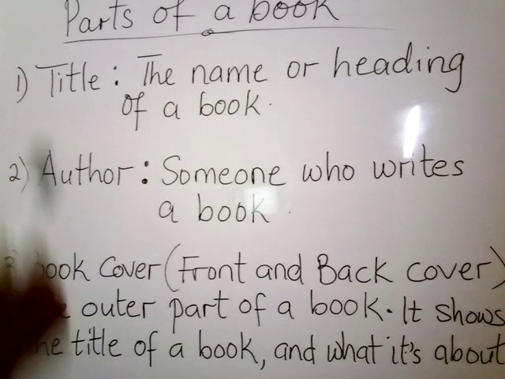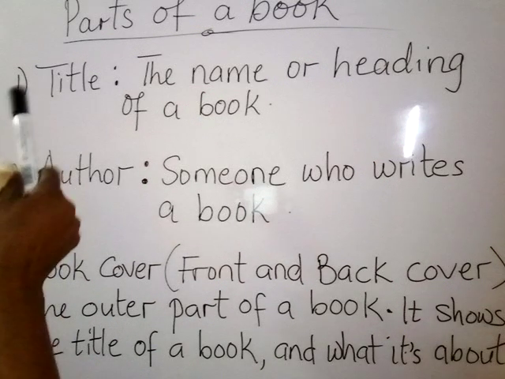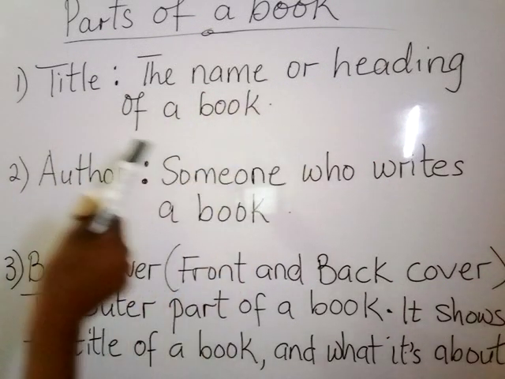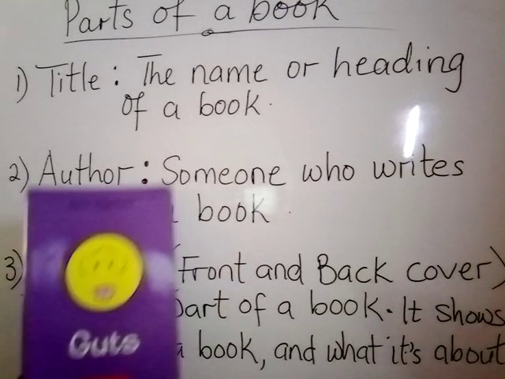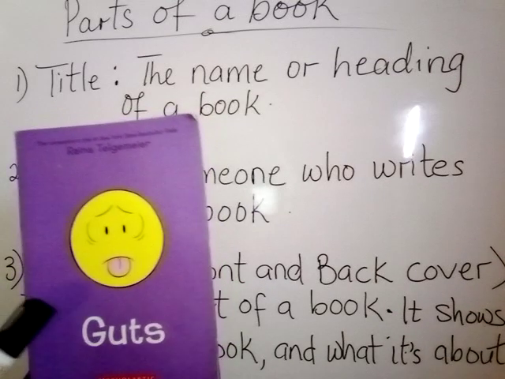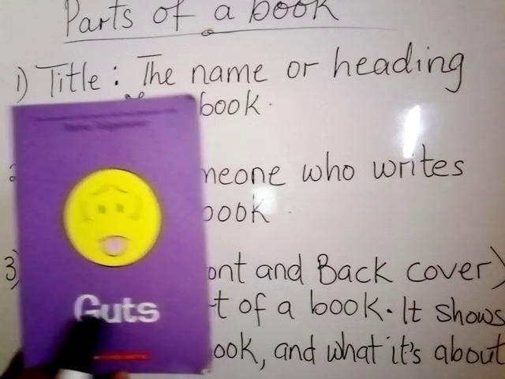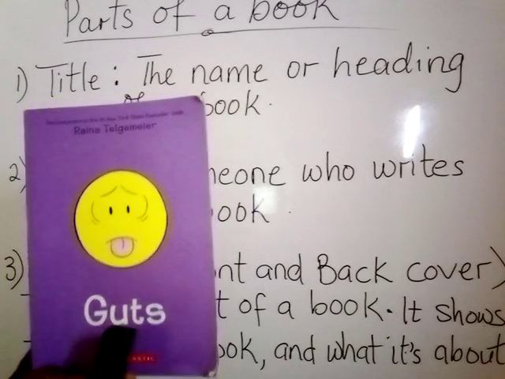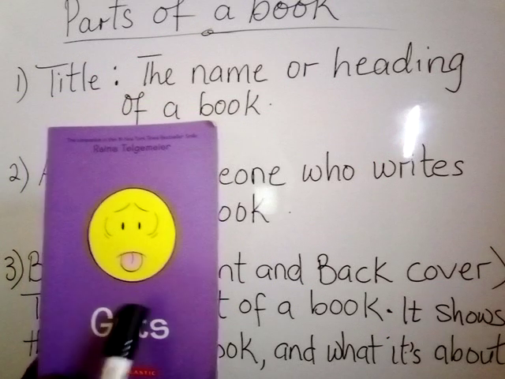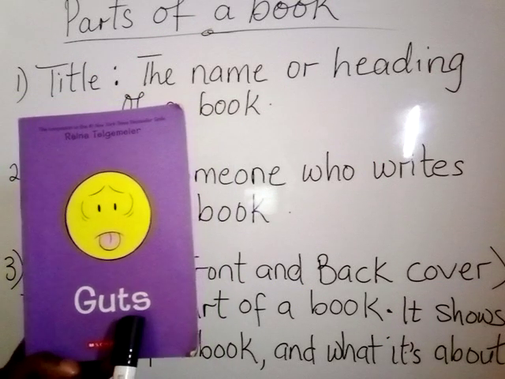When you say the title of a book, you're referring to the name or the heading of that book, the name of the book. For example, this is a storybook I have right here, and the name is Guts, G-U-T-S. That means the title of this book is Guts.